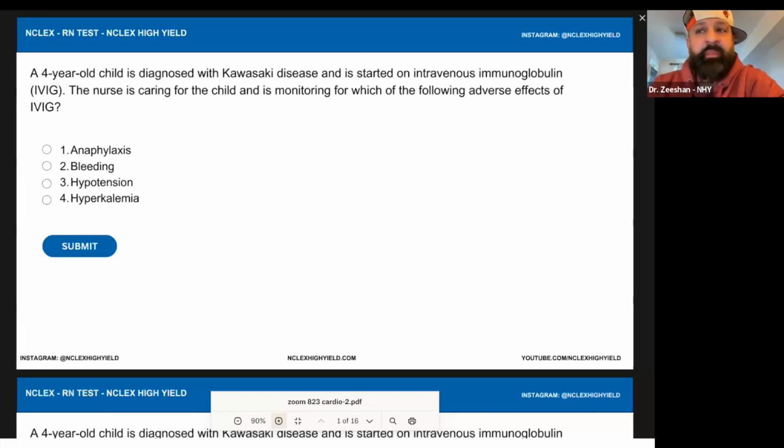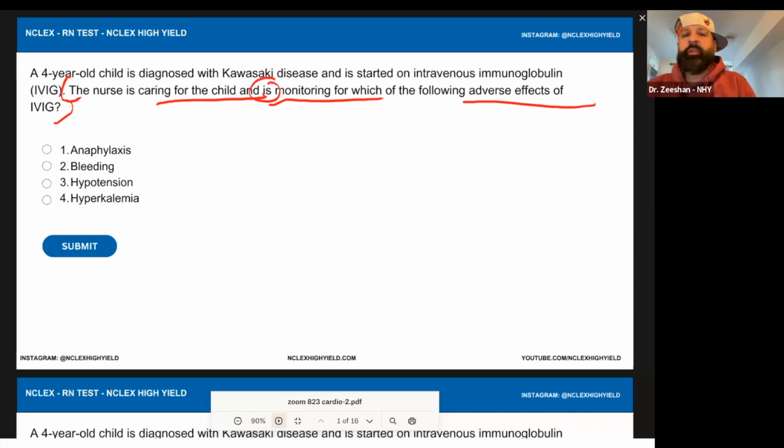Let's do this. Let's use the method. So what is the method? The method is what? We start from the bottom and we work our way up. So the nurse is caring for a child and is monitoring for which of the following adverse effects of IVIG. Wait a minute. Okay, cool. Why is this child getting IVIG?